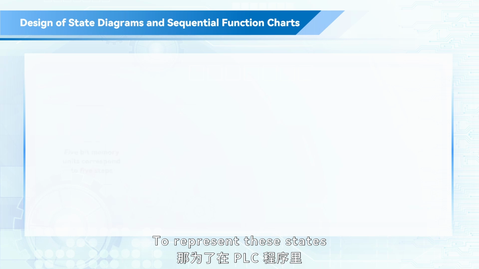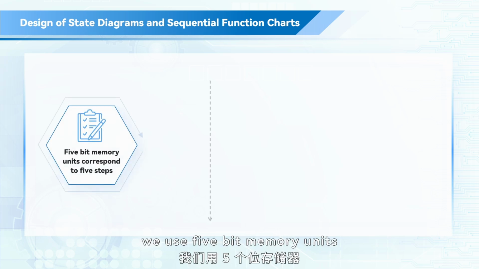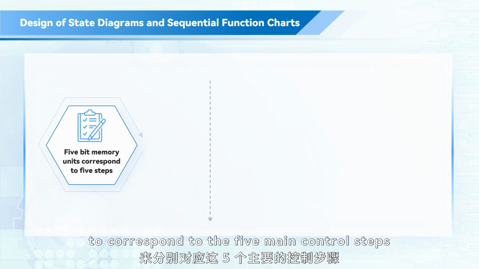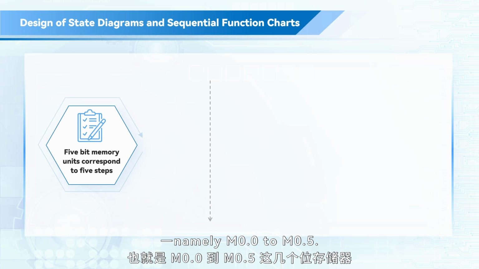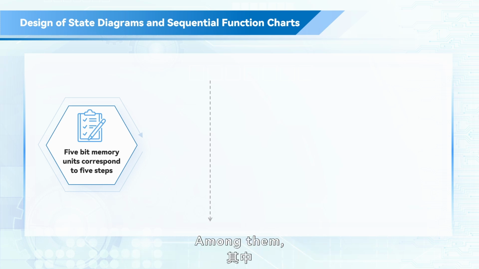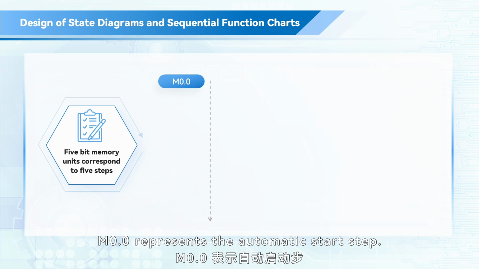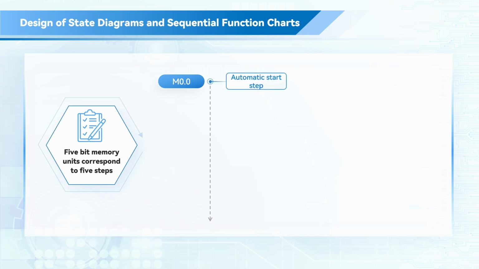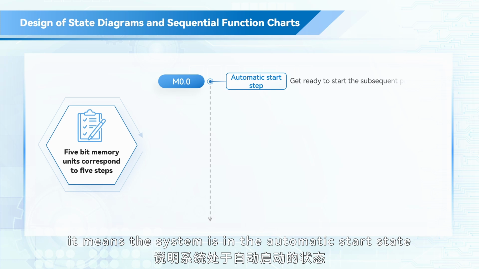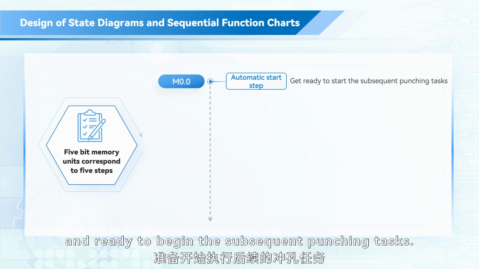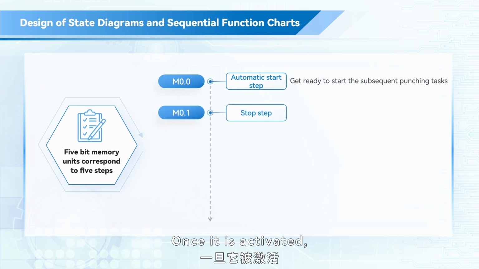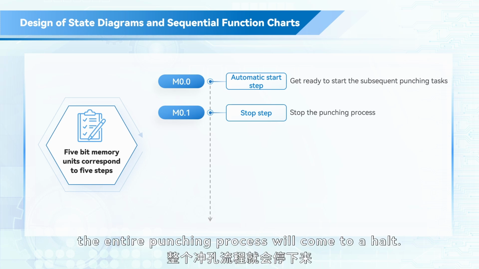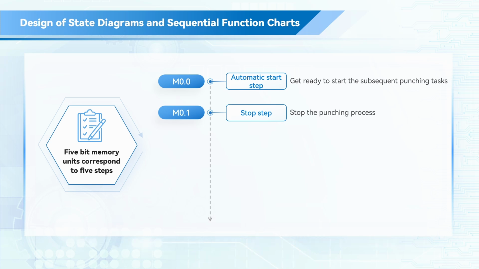To represent these states clearly in the PLC program, we use 5-bit memory units to correspond to the 5 main control steps, namely M0.0 to M0.5. Among them, M0.0 represents the automatic start step. When this bit is set, it means the system is in the automatic start state and ready to begin the subsequent punching tasks. M0.1 corresponds to the stop step. Once it is activated, the entire punching process will come to a halt.